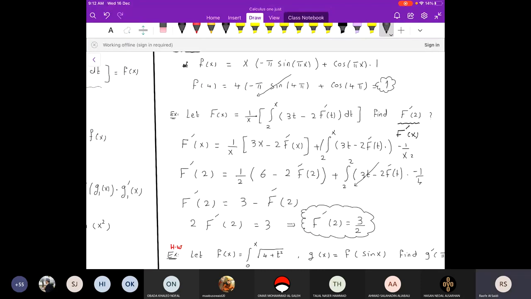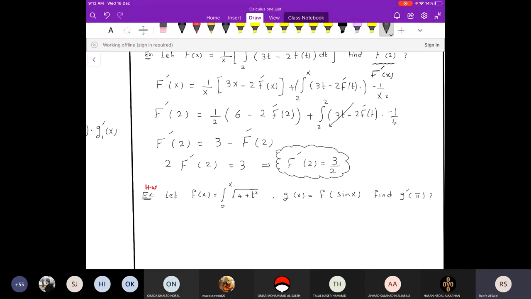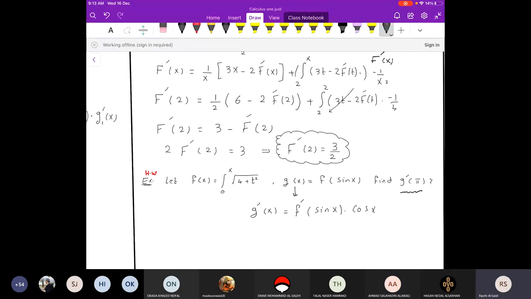Okay. Let me give you this question as homework, and we will see how to think about it. Let f of x equal the integral from 0 to x of the square root of (4 plus t squared) dt, and g of x equals f of sine x. Find g prime of pi. First step: find g prime of x. Who can differentiate it? g prime of x equals f prime of sine x times cosine x. Excellent. Now we have g prime, and we have to substitute f prime of sine pi. Sine pi is 0, and cosine pi is minus 1.